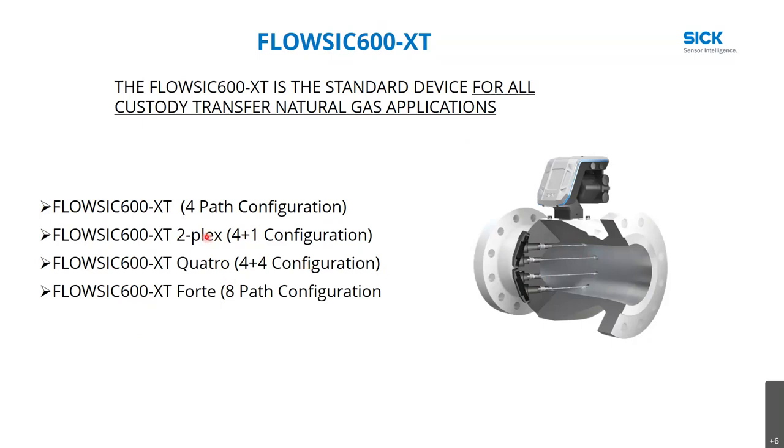And there are other models here. This is a two-plex, which is a 4+1 configuration. We have a 4+4, and we have an 8-path model, which has a lot of really good features because you can use it for close-coupled sections where you don't have a lot of room to mount an ultrasonic meter. So that gives you some options there.